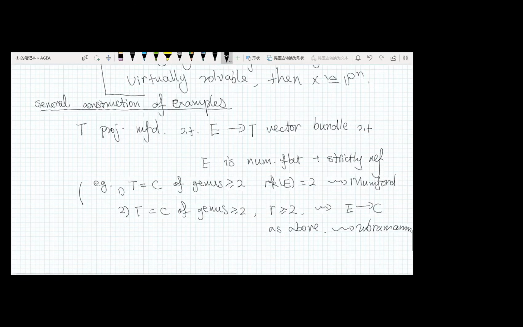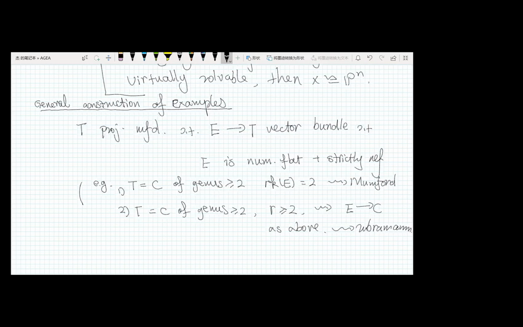So we do have such an example over a curve of genus at least 2, and for higher dimensions, in our work we have constructed such an example over a surface, okay? In general dimension, the construction is much more complicated. I don't know a general construction of such a pair E and T, okay?